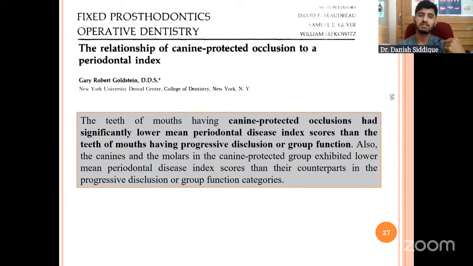So there was a study on the relationship of canine protected occlusion to the periodontal index, conducted by Gary Robert, and he found that wherever canine guided occlusion was given, the periodontal scores of the remaining teeth in the oral cavity were very low as compared to group function, because the stresses were not transferred to the other teeth in lateral movements.